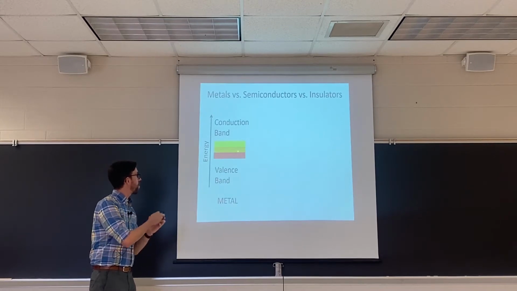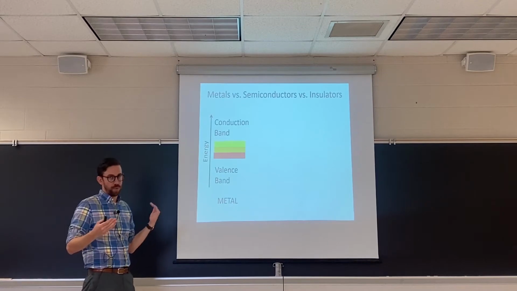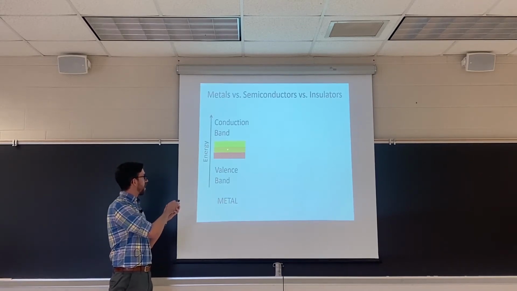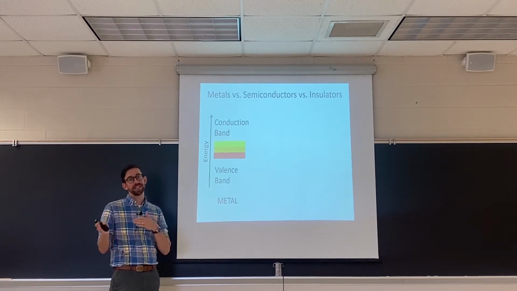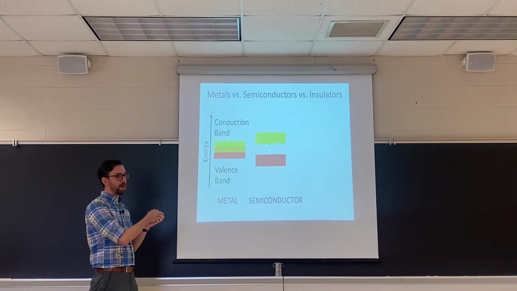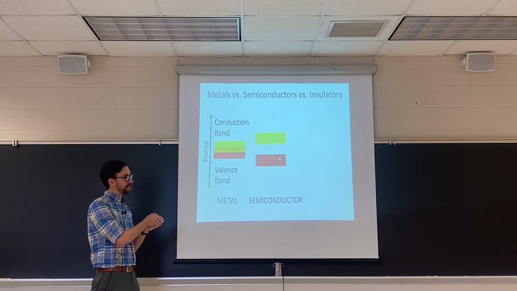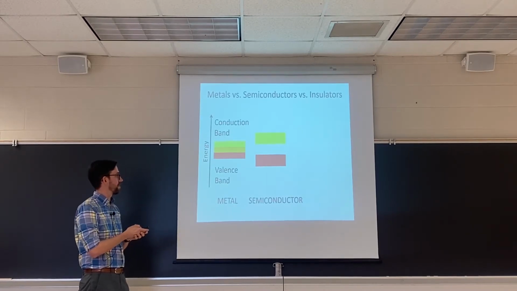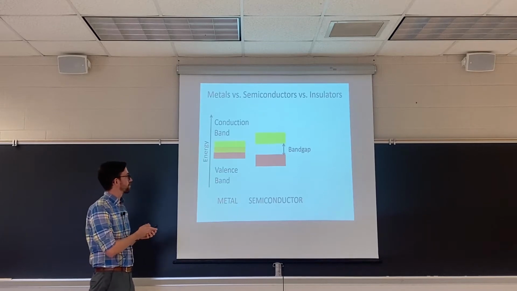So here in a metal, our conduction band and valence band actually overlap. So even at room temperature, you could have electrons that can exist in your conduction band, and so metals are really good at conducting electricity. With a semiconductor, there's a small energy gap between our valence band and our conduction band. So with a little bit of energy, we can actually excite an electron from our valence band to our conduction band. And this energy gap is called the band gap. We'll talk more about that in a second.